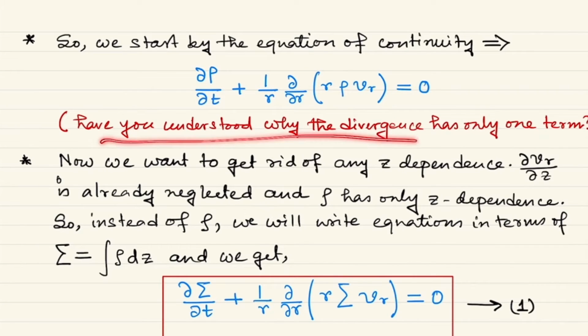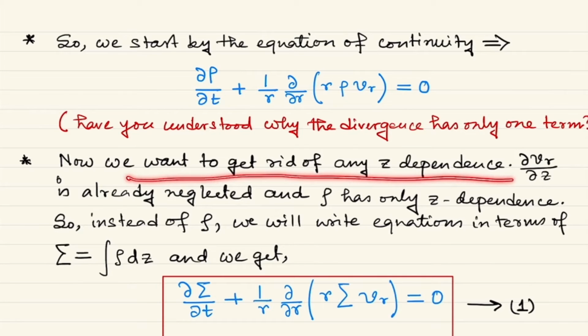Have you understood why the divergence term has only one term and not the del? So the term involving del theta is 0. But the term involving del z is not 0, but Vz there will be 0. Okay. So this type of simplification you can actually check at home. Now we want to get rid of any z dependence.